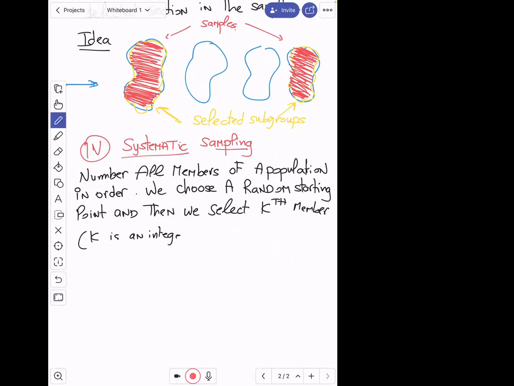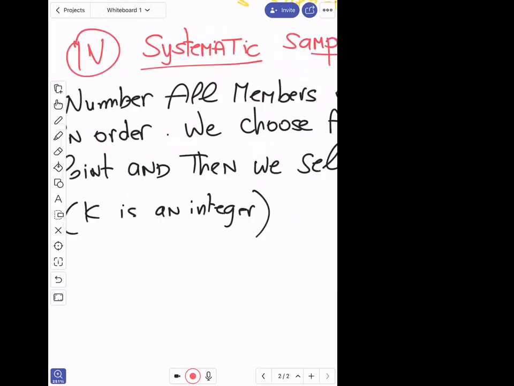Now let me explain the idea. That's the formal definition. I have a question. Yes. What is select Kth member? Kth, that's Kth member.